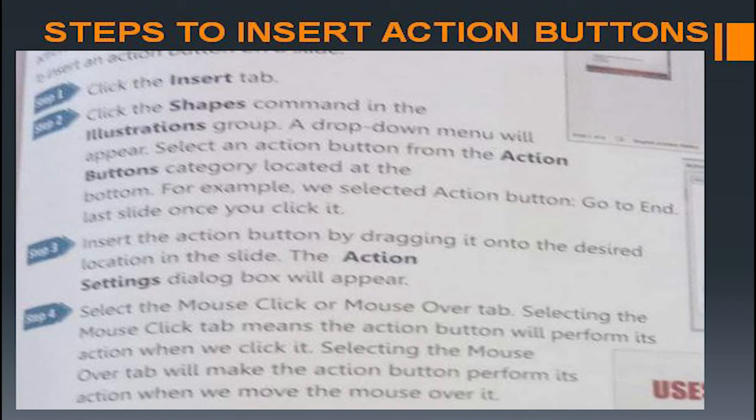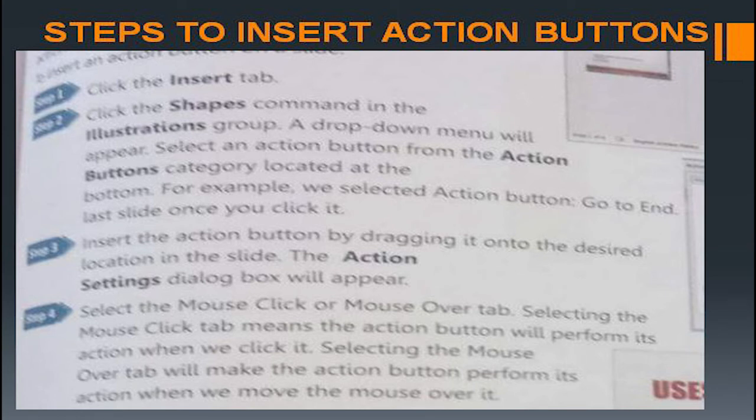Click on the Insert tab, click on Shapes in the Illustrations group. A drop-down menu will appear. Select an action button from the Action Buttons category, and insert the action button by dragging it into the desired location in the slide. The Action Settings dialog box will appear.